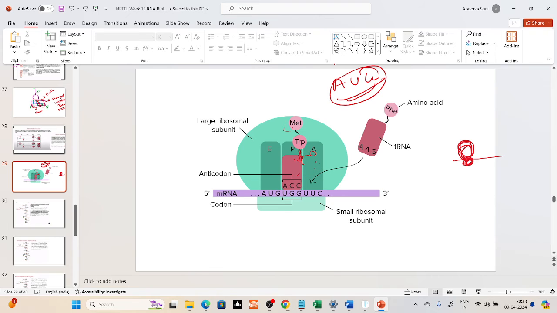This is the anticodon, this is the codon, this is the smaller subunit, this is the larger subunit, this is the tRNA which has the anticodon, and this is the amino acid. Just a basic. Now we'll start.